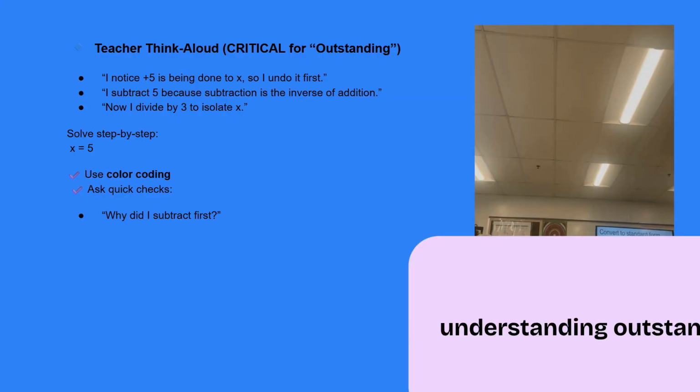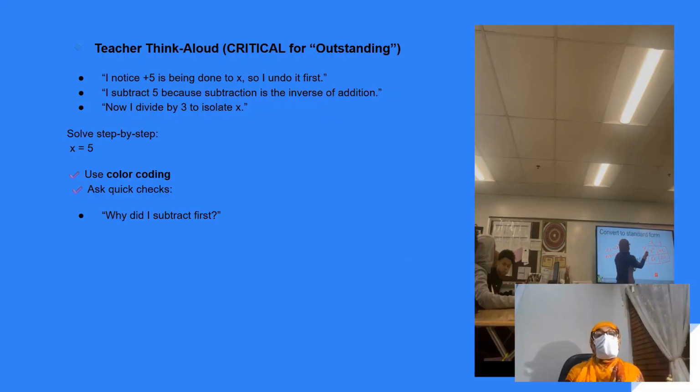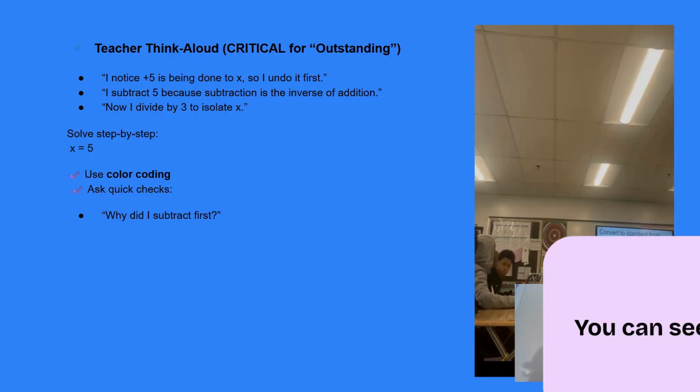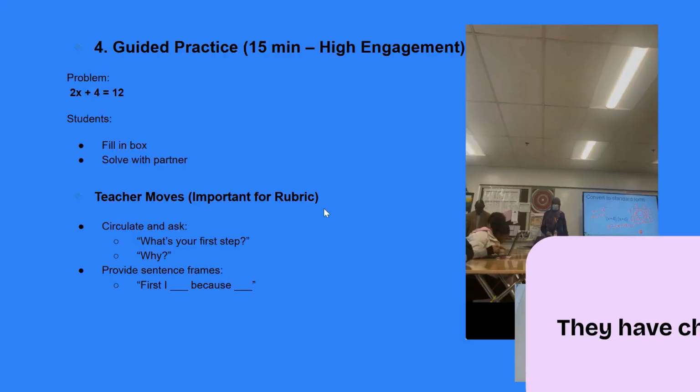So notice plus 5 is being done to x, so undo it first, subtract 5 because subtraction is the inverse of addition. Now I divide by 3 to isolate x. Solve step by step: x equals 5. Use color coding, ask quick checks. And why did I subtract first? You can see they can follow on the board as well as on their whiteboards, and also on the walls. They have color-coded charts they can follow.